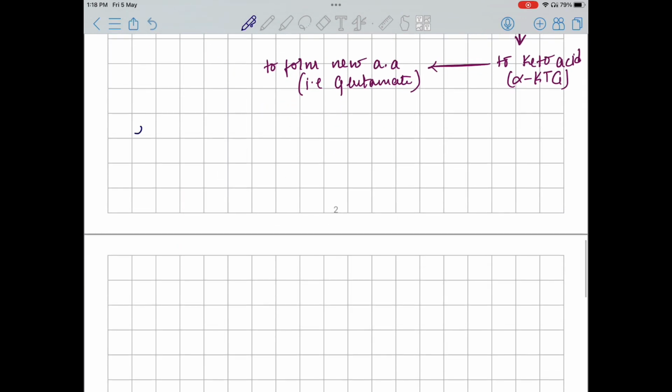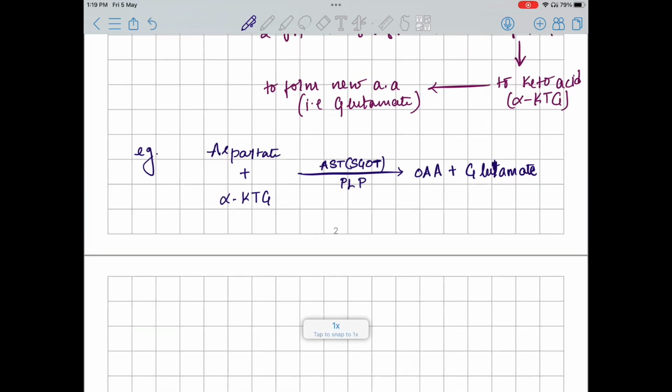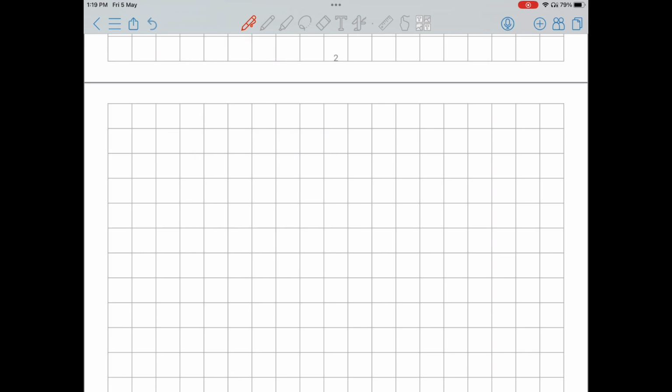Now if we look at another example where we take aspartate along with alpha ketoglutarate. This aspartate and alpha ketoglutarate in the presence of AST, that is aspartate transaminase or SGOT, and pyridoxal phosphate gives oxaloacetate and glutamate. Again we got glutamate, so all these glutamate are going to be transferred from our body cells to the liver.